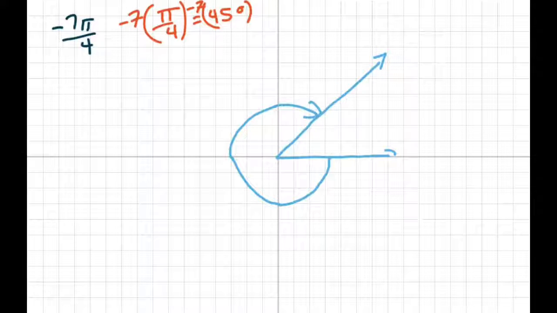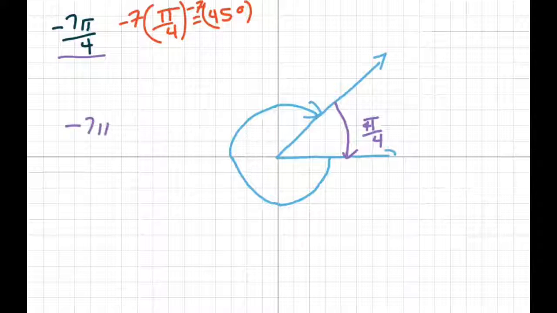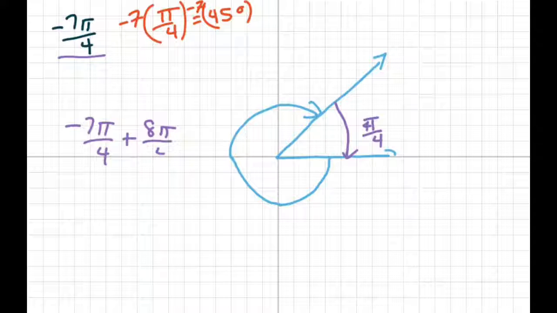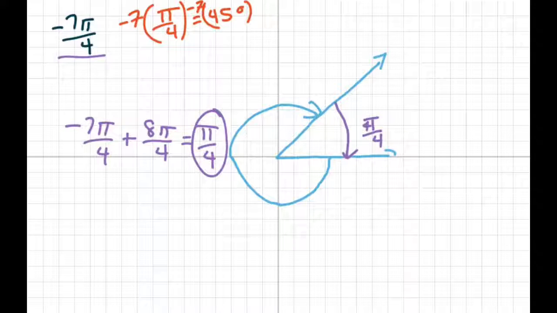Now, since we're already in quadrant 1, all you have to do is draw down here, and we know that this is 45 degrees, or pi over 4. So your reference angle is pi over 4. All right, and what we could have done with this is just made it coterminal. When you add 2 pi to that, which is 8 pi over 4, that gives you pi over 4. Pi over 4 is already in quadrant 1, so that would be your reference angle.